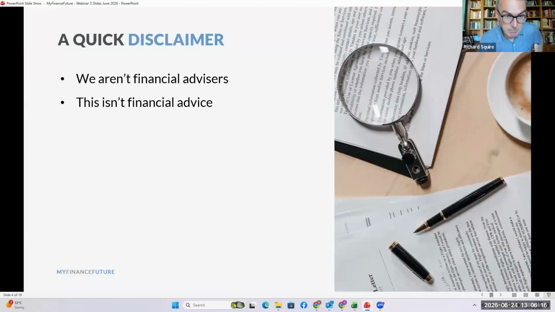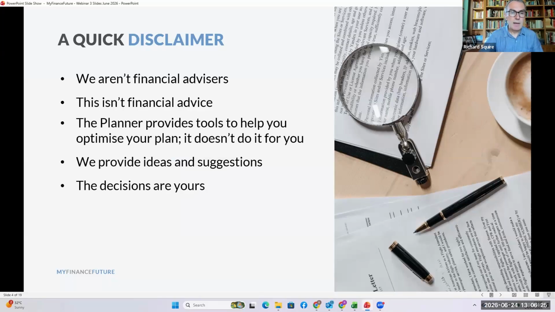Before we go any further, a quick disclaimer, because we are in an area which is covered by financial advisors, to make the point that we aren't financial advisors, and this isn't financial advice. The MyFinanceFuture Planner provides tools to help you optimize your plan, but it doesn't automatically do it for you. It's a process you go through yourself, using the tools to create a plan that you're happy with and works optimally for you and your situation. It doesn't calculate it itself, so you have to be self-reliant on this using the tools available.